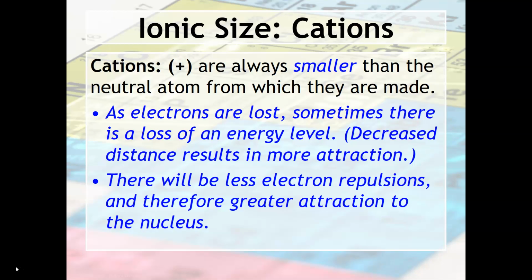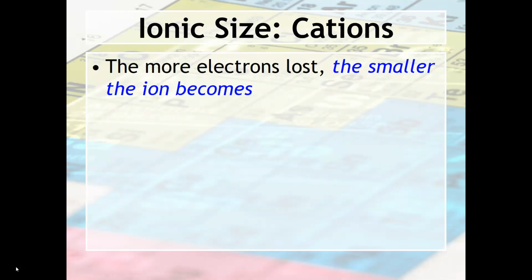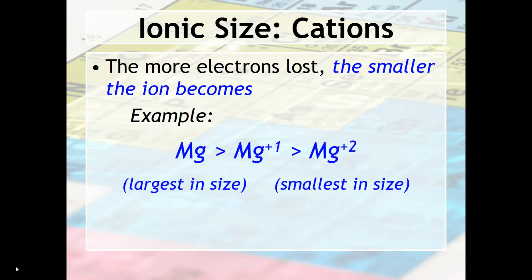Also, with more electrons being lost, there are fewer electron repulsions, and therefore, there's greater attraction to the nucleus. The more electrons lost, the smaller the ion becomes. For example, if we look at the magnesium atom to the magnesium 2+ ion, you can see that neutral magnesium is the largest, then magnesium with a +1 is smaller than that, and then magnesium 2+ is even smaller.